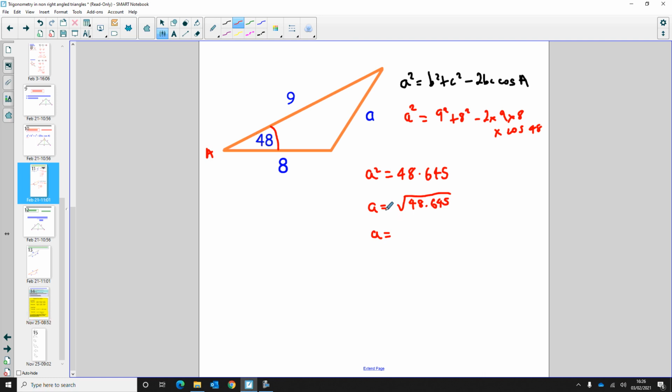Okay, and then when I square root it, I get 6.97. So that's the length of the side A. Okay, so that's how we do the Cos rule for a missing side.